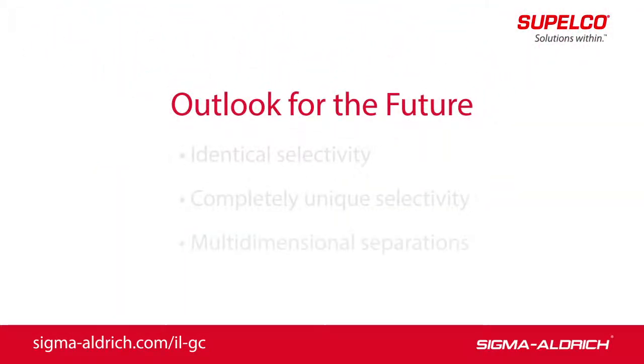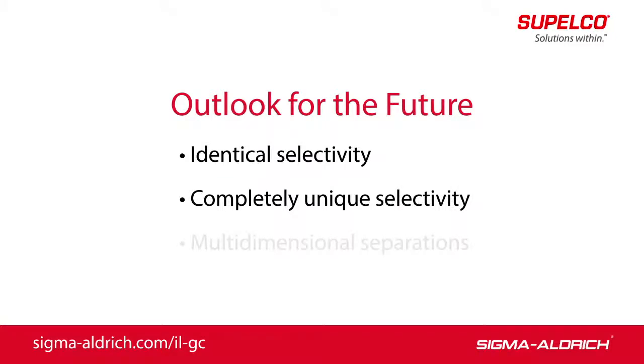Ionic liquid GC columns have the opportunity to impact current practices along several paths. Columns can be engineered with identical selectivity to non-ionic liquid columns, but with higher operating temperatures and less susceptibility to damage from moisture and/or oxygen. Columns can be engineered with completely unique selectivity to non-ionic liquid columns, producing good peak shape and resolution for compounds of varying functionality. Columns can be used in multidimensional separations because of their engineered orthogonality and high thermal stability.